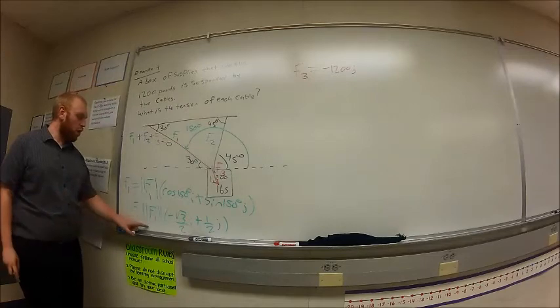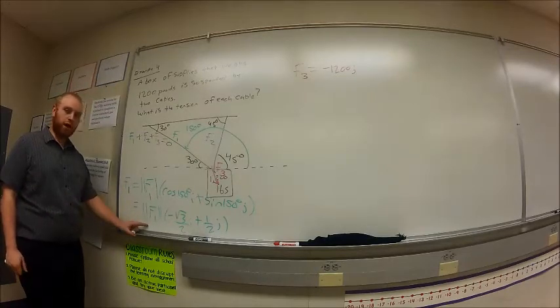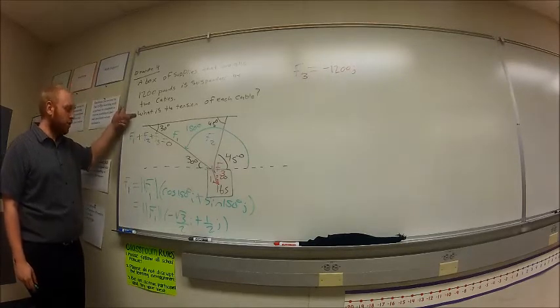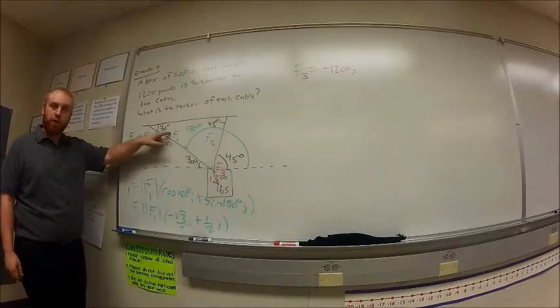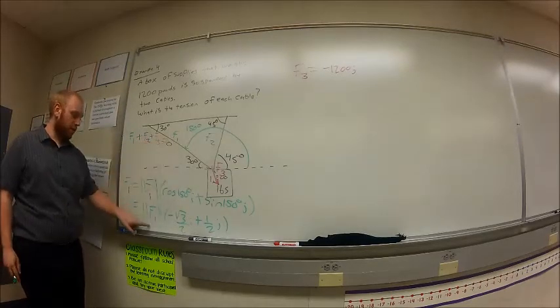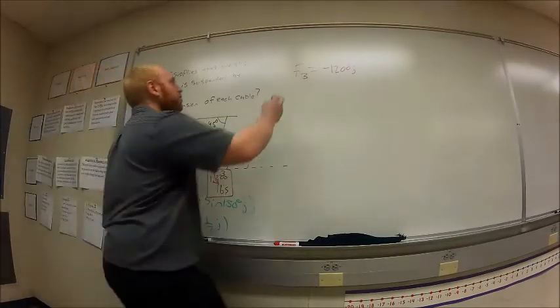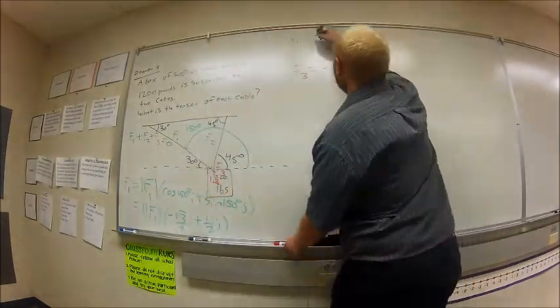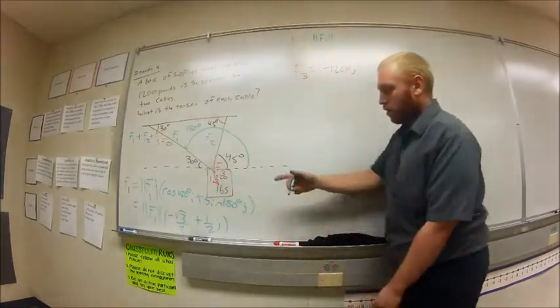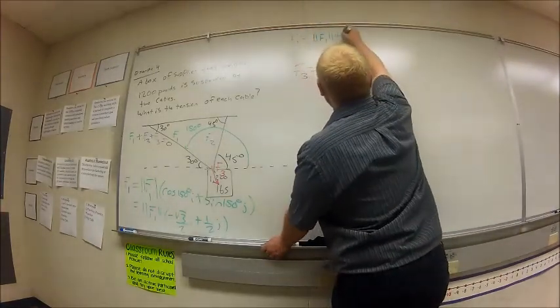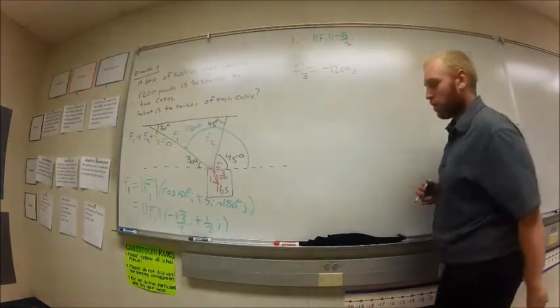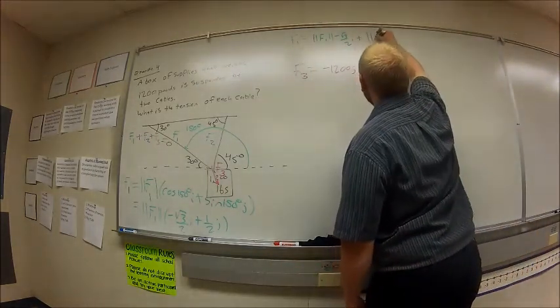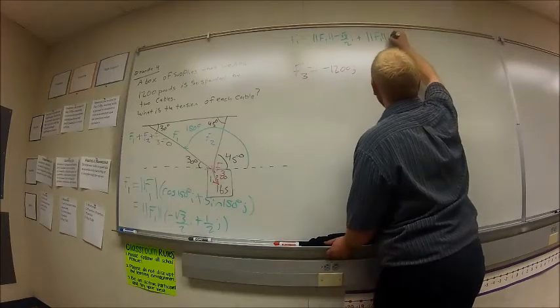Now, we don't know what the magnitude of F1 is yet. That's what we're looking for. If you think about it, it says, what is the tension of each cable? Well, F1 was one of the cables, so we need to know what that's going to be. The way we're going to do it, let's distribute. So when I write it up here, I'm going to distribute. Force 1 has to equal, when I distribute, its magnitude times negative root 3 over 2 I plus 1 half J.